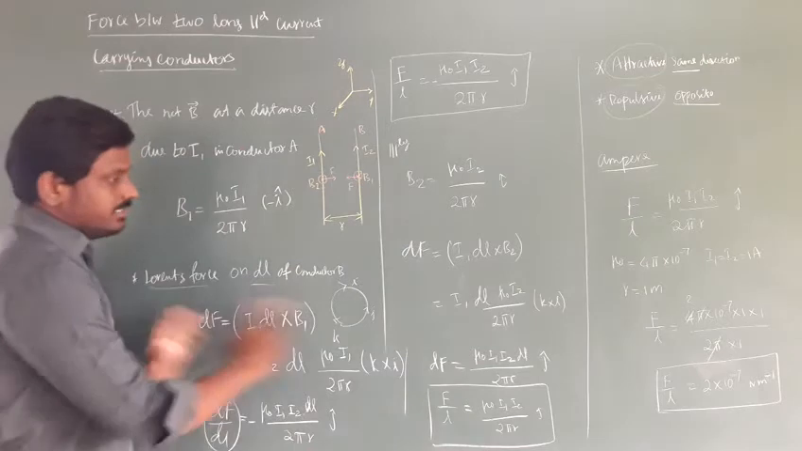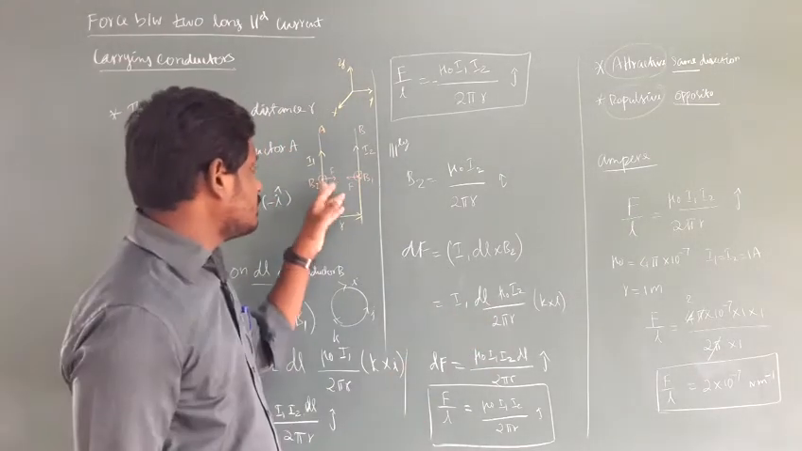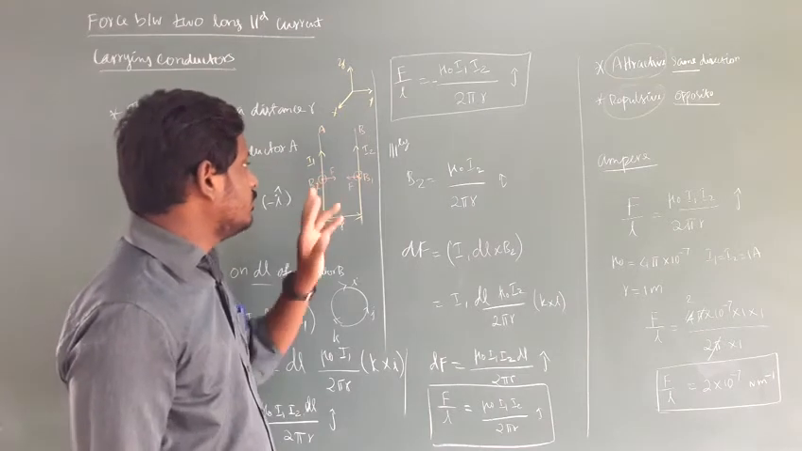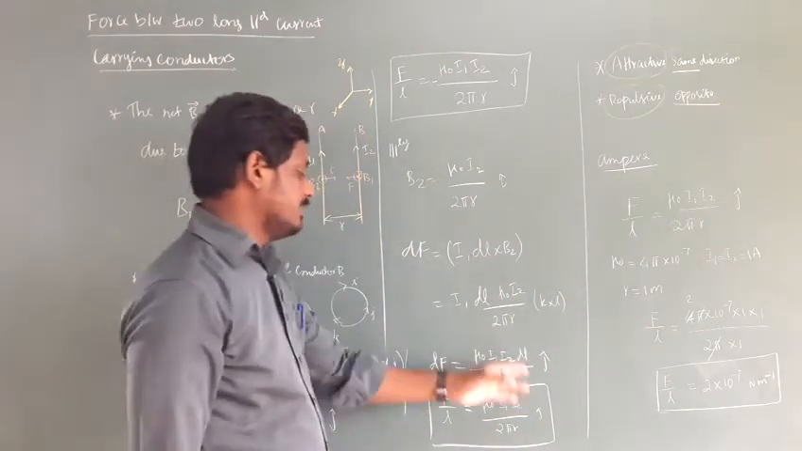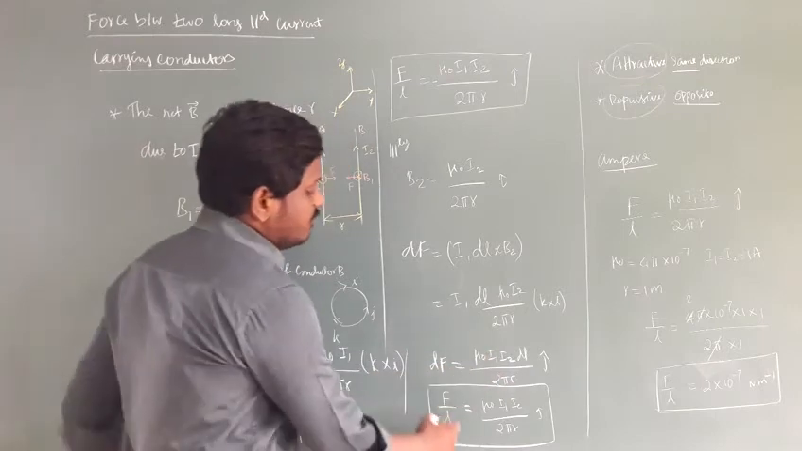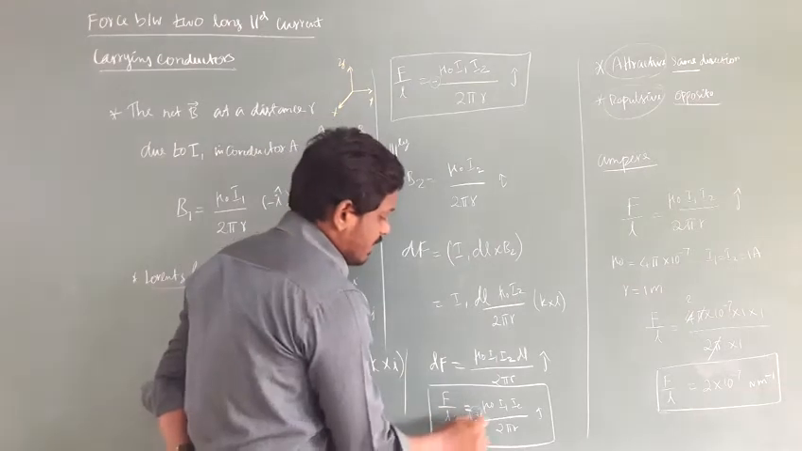It's the same case and it repeats, but the direction changes. Earlier it was into the page; now it is coming out of the page, that is plus I. So K cross I is equal to J, and you will get positive. So F by L is positive here and negative there. This is the difference, plus and minus.